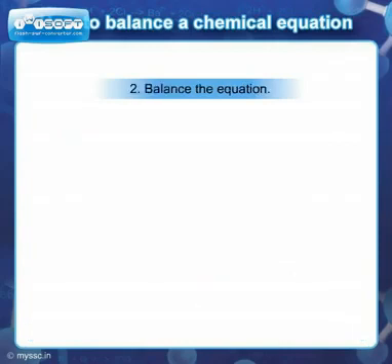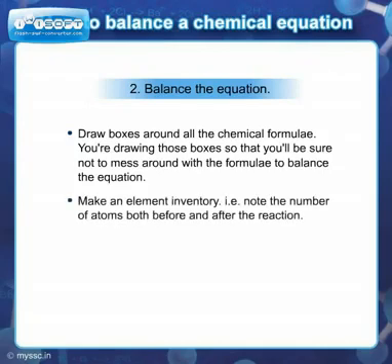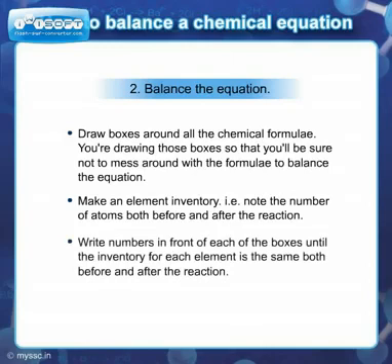Step 2. Balance the equation. Draw boxes around all the chemical formulae. You are drawing those boxes so that you will be sure not to mess around with the formulae to balance the equation. Make an element inventory. That is, note the number of atoms both before and after the reaction. Write numbers in front of each of the boxes until the inventory for each element is the same both before and after the reaction.